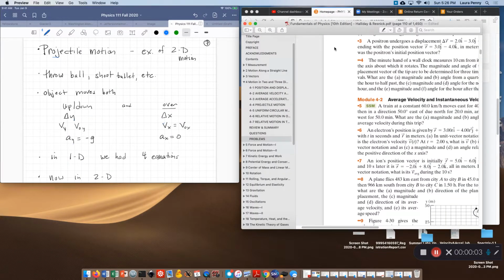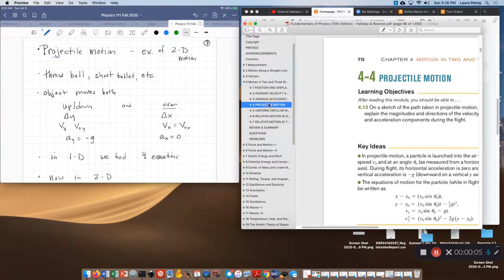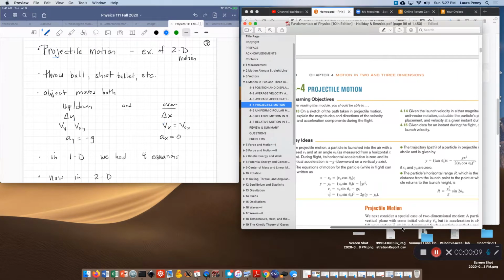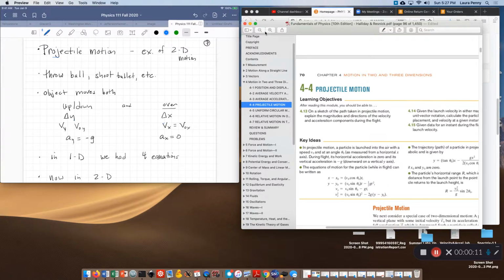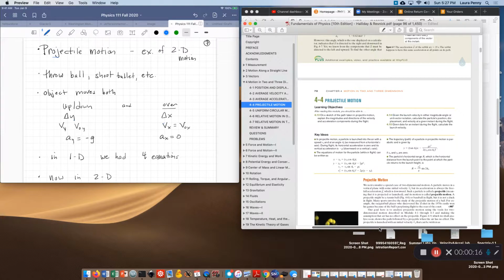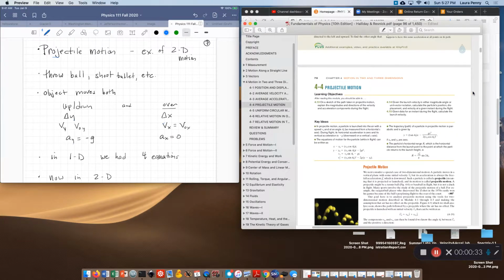Okay, so moving into projectile motion. Projectile motion is a really common example of two-dimensional motion. It's not three-dimensional motion. So anytime you throw a ball or shoot a bullet or shoot a cannon or throw basketballs, anything like that, is all projectile motion. It's all two-dimensional motion.